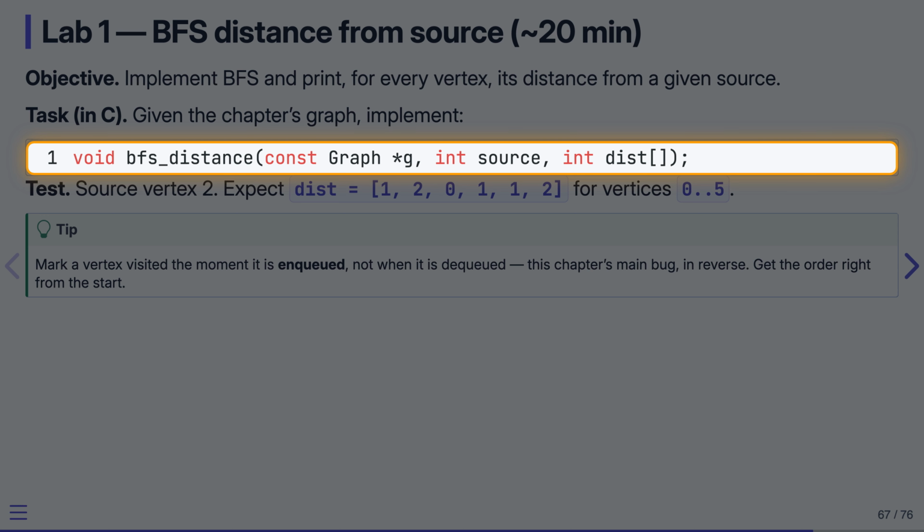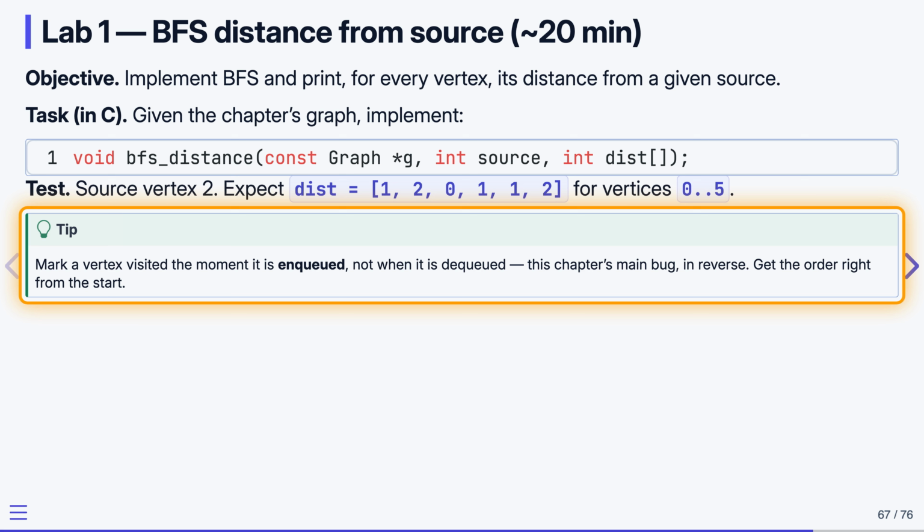Write this function in C. It is called BFS distance. It takes the graph, a source vertex, and a dist array that you fill in. Use source vertex 2. You should expect dist to equal 1, 2, 0, 1, 1, 2 for vertices 0 through 5. And remember the key tip. Mark a vertex visited the moment it is added to the queue, not when it is taken off. This is the chapter's main bug in reverse. Pause the video and give it a try.